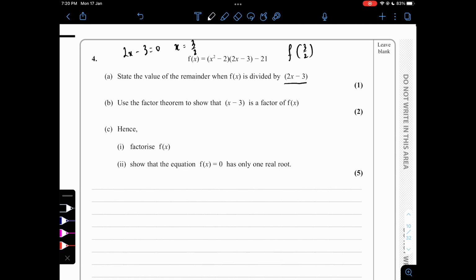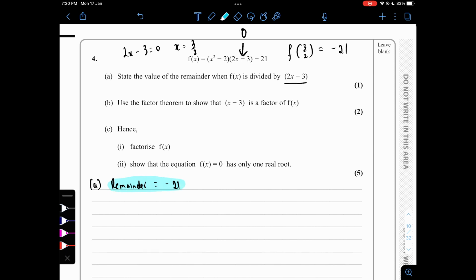Now what is so special about 3 over 2? We can see it's over here already. That means when you substitute 3 over 2 here, this should give us 0. And if that gives us 0, f of x would just be left with minus 21. So the remainder is just minus 21. So that is the answer for part A.